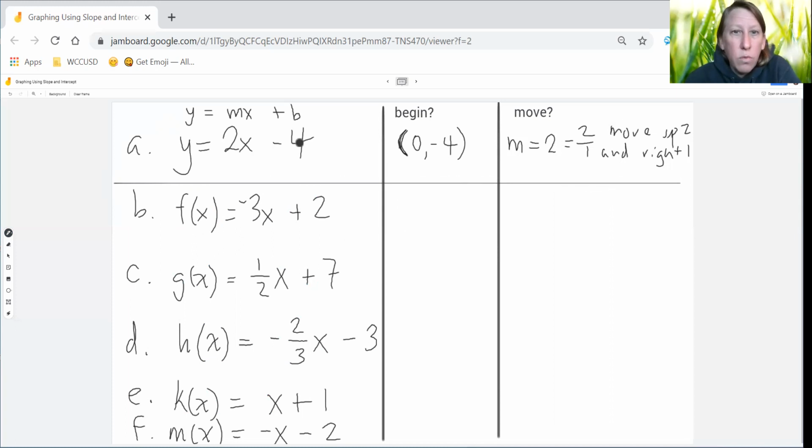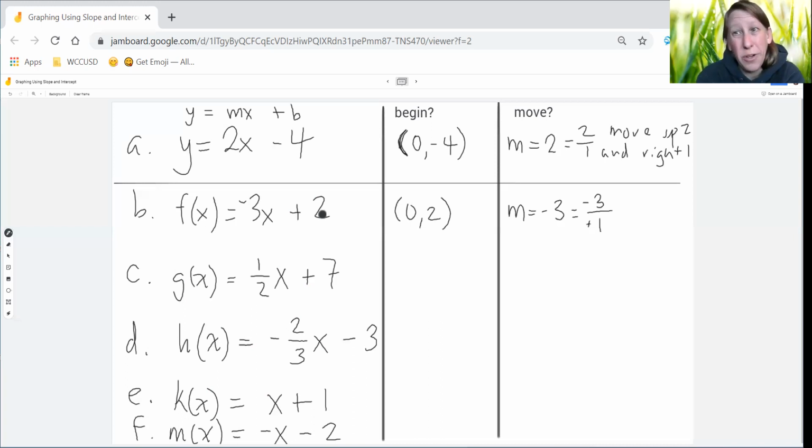Where do we begin this one? Well, the b value is 2. So we're going to begin at 0, 2, where the y value is 2. The y-intercept is 2. Okay, and we're going to move -3. Okay, what's another way to write -3? Good. -3/1. Now, is that -3 over -1, or is that -3 over +1? Now that's -3 over +1.